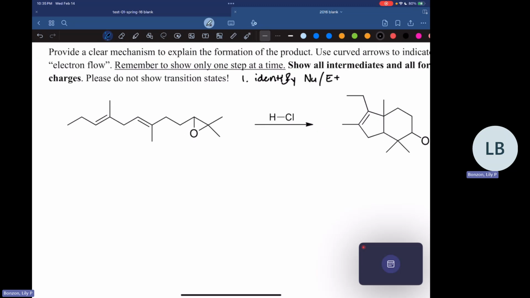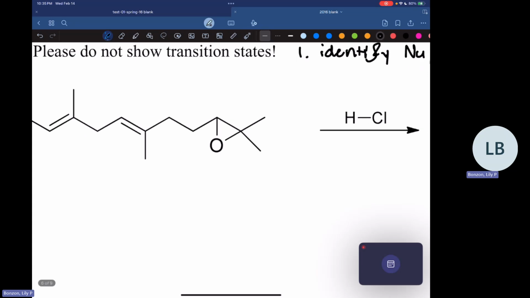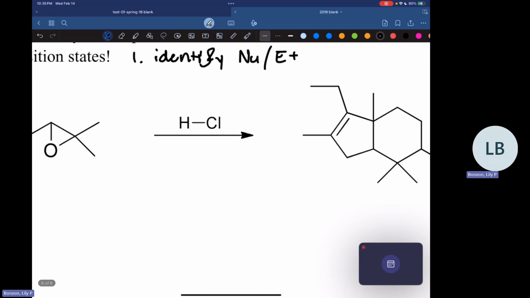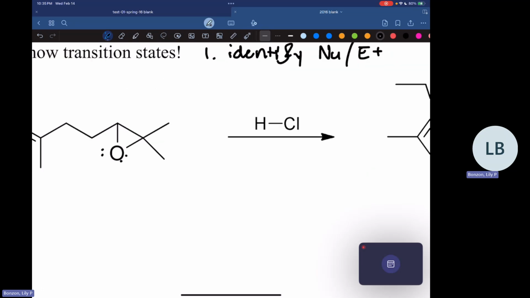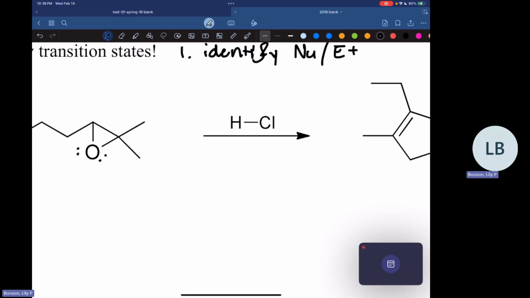So for this reaction, we've got a few nucleophiles. We've got a couple of double bonds, and we've got an HCl. We also have this oxygen down here. It's got some lone pairs, which are also nucleophiles. So what I'm going to do is take this oxygen and protonate it with the strong acid that we've got there.